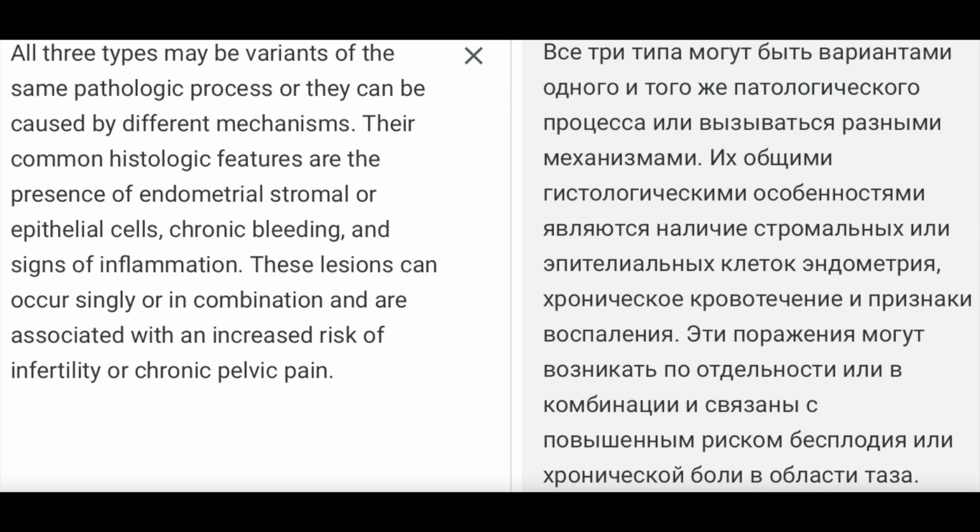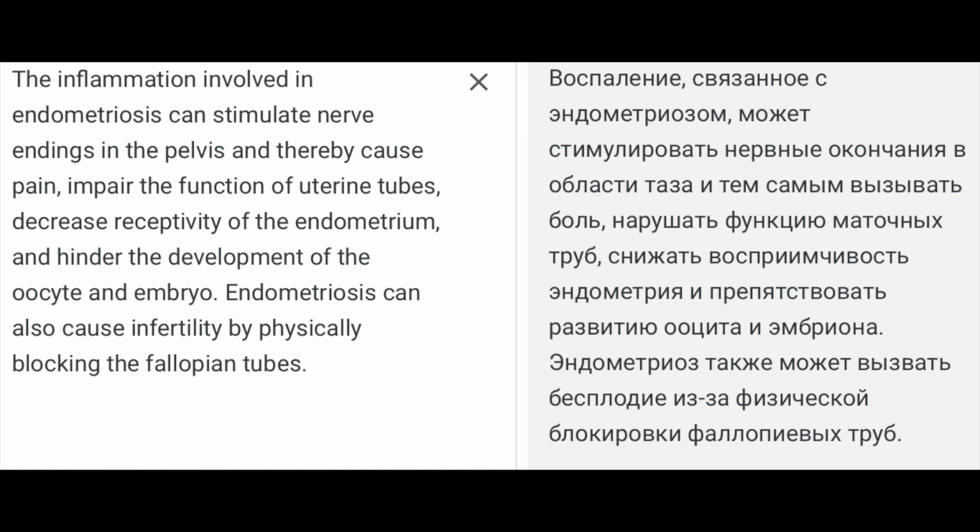Their common histologic features are the presence of endometrial stromal or epithelial cells, chronic bleeding, and signs of inflammation. These lesions can occur singly or in combination and are associated with an increased risk of infertility or chronic pelvic pain. The inflammation involved in endometriosis can stimulate nerve endings in the pelvis and thereby cause pain, impair the function of uterine tubes, decrease receptivity of the endometrium, and hinder the development of the oocyte and embryo. Endometriosis can also cause infertility by physically blocking the fallopian tubes.